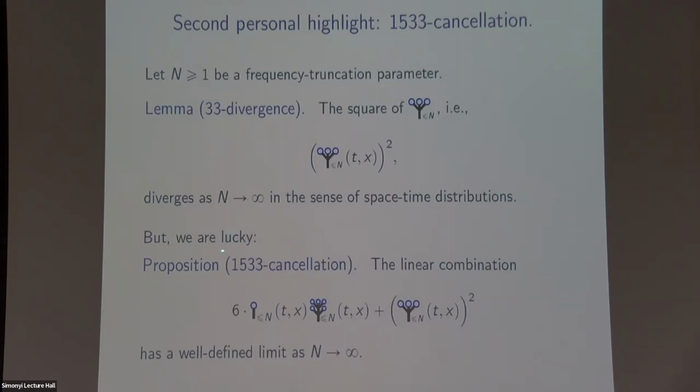Because there's this magic cancellation that we call the 1533 cancellation. So if you do not just take the square of this object, but you take 6 times the linear one times the quintic one, and then you add this kind of square, this actually has a well-defined limit as n goes to infinity. And it turns out you can always group the terms in your nonlinearity together so that you only see this type of object and not the individual ones.